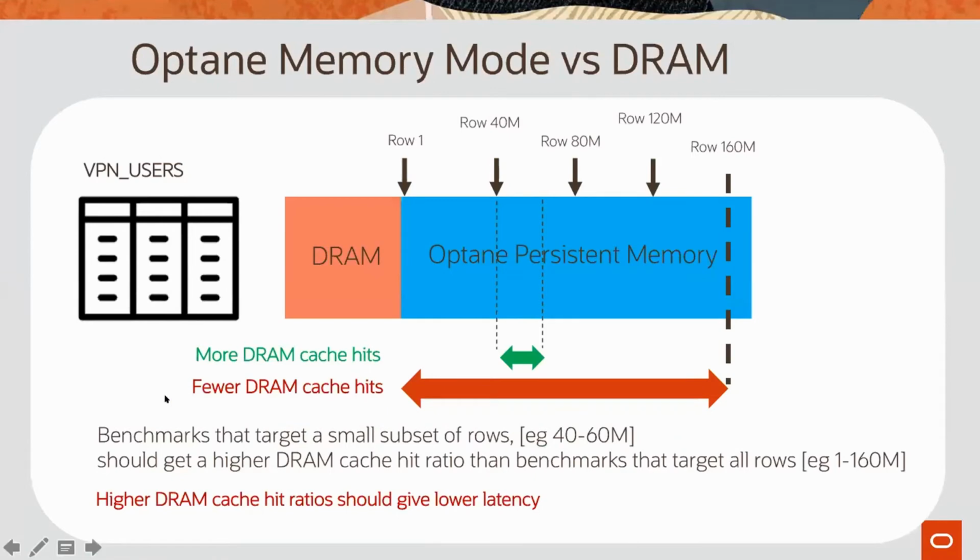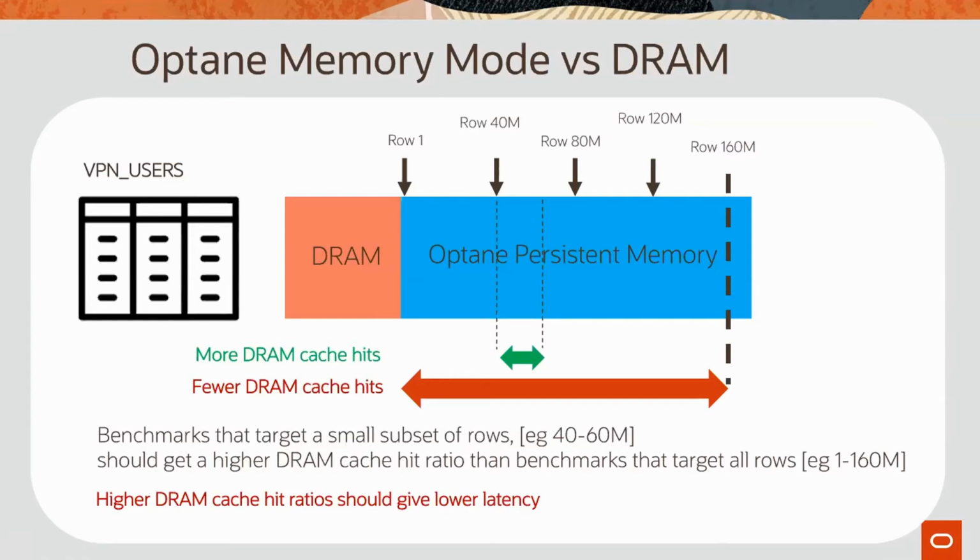So what I was particularly interested in was how the working set size affects the cache hit ratio. If we look at the worst case, if I accessed all of the rows from the first row to the 160 millionth row with equal probability, my working set is basically all of PMem. So that would be worst case. In that worst case, the DRAM cache hit ratio should be approximately 25% because I've got a 1:4 ratio.